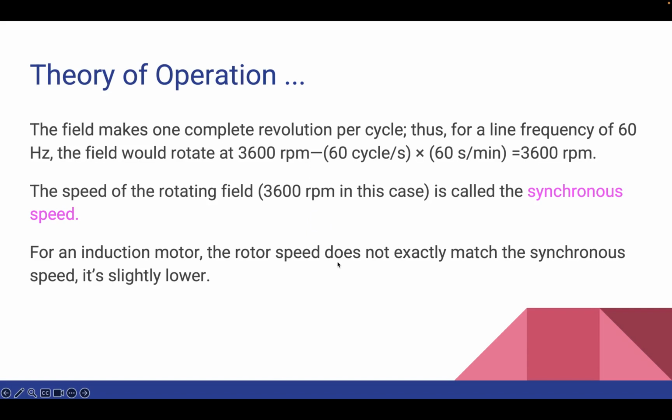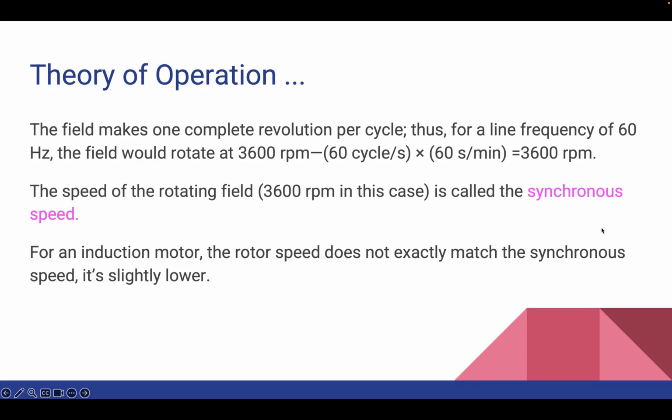Now, the theory of operation is continued. So as I mentioned earlier, the rotating magnetic field generated by the stator completes one full revolution per cycle of the alternating current. For instance, at a line frequency of 60 Hz, the rotating field would achieve a speed of 3600 revolutions per minute, which is calculated as 60 cycles per second multiplied by 60 seconds per minute, and that is equal to 3600 revolutions per minute. And the speed of the rotating magnetic field is known as synchronous speed.